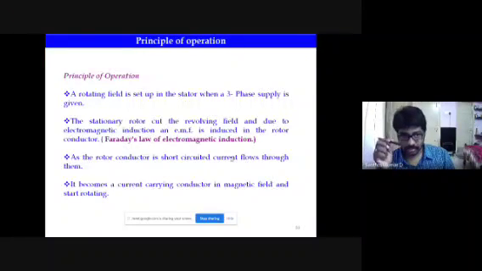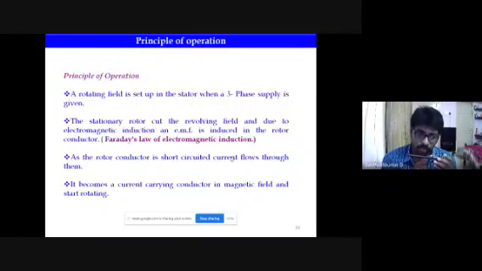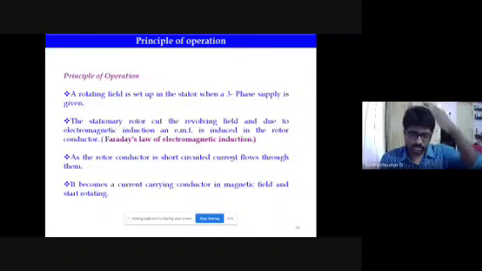in the rotor conductor. Because the rotating magnetic field cuts the rotor bars, an EMF is produced in the rotor bars. Okay? As the rotor conductor is short circuited, current flows through them. Since the rotor conductors in the squirrel cage are short circuited, the current is induced and flows through them. So it becomes a current carrying conductor placed in between the magnetic field. So it starts to rotate. The torque is produced. This is the principle.